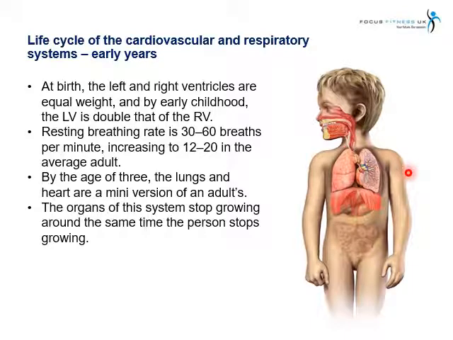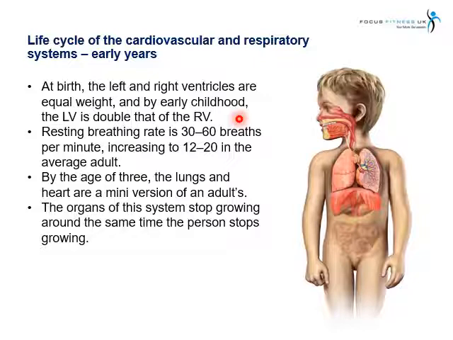If we just go through how things change over your lifespan, when you're born, your left and right ventricles are of equal weight because your body is quite small. But obviously as your body increases in size, your left ventricle will double that of the right ventricle. Resting breathing rate starts at 30 to 60 breaths, but we will increase the volume you breathe, and the actual number of breaths will reduce, generally about 12 to 20 in an adult.